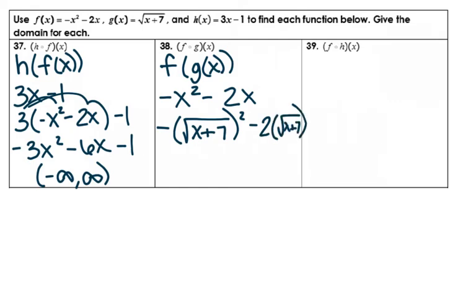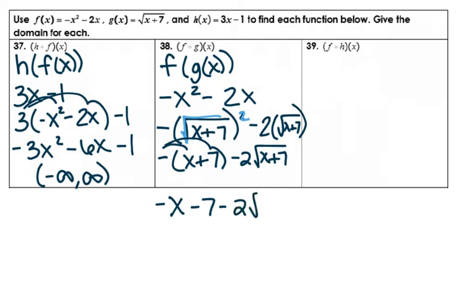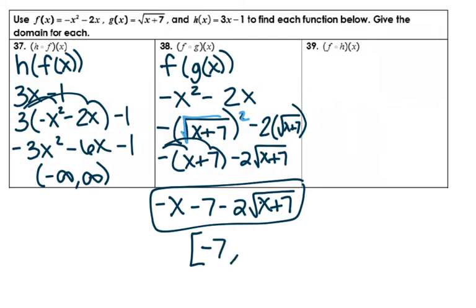Alright, so luckily for me, anytime you have a radical and a square, they cancel out. So I'm left with this. Alright, and then I can distribute this negative. So negative x minus 7 minus 2 x plus 7. And that's it. My domain is going to be -7 to infinity.